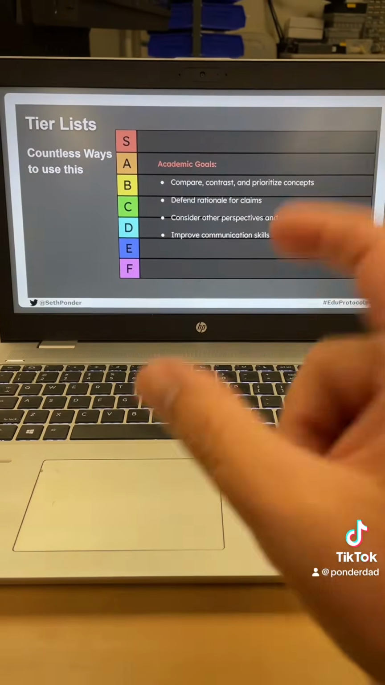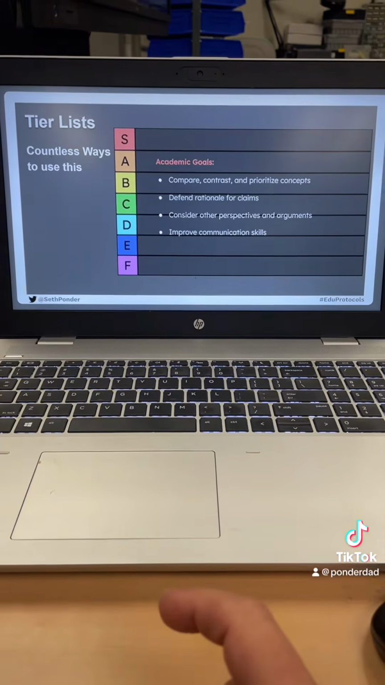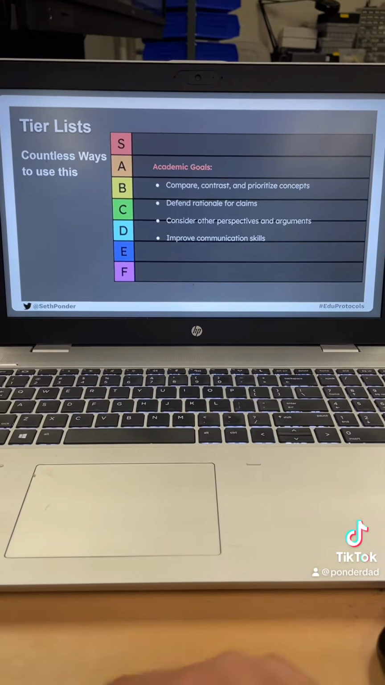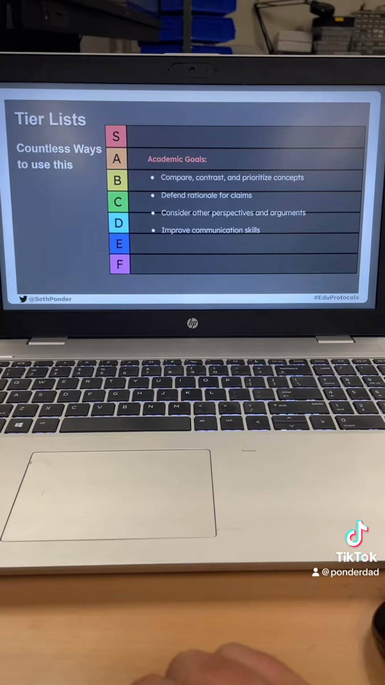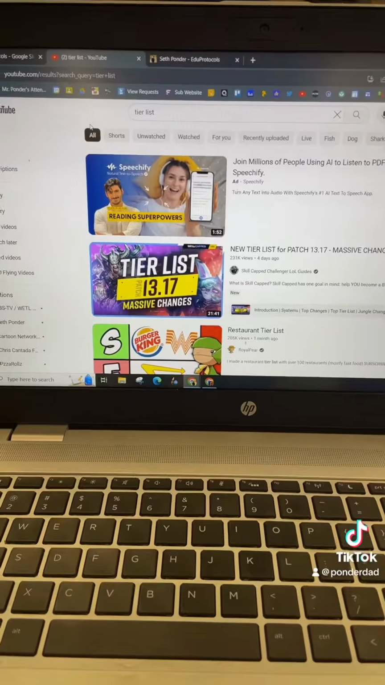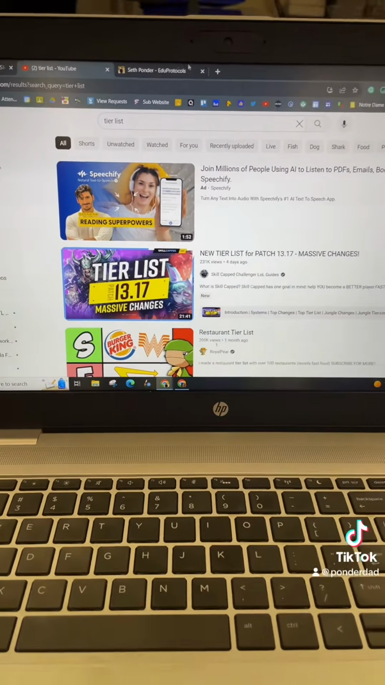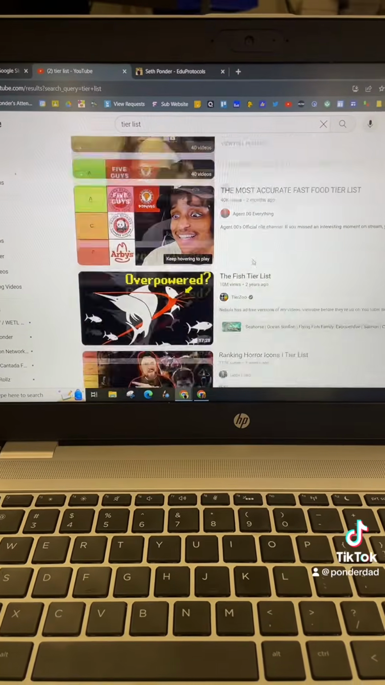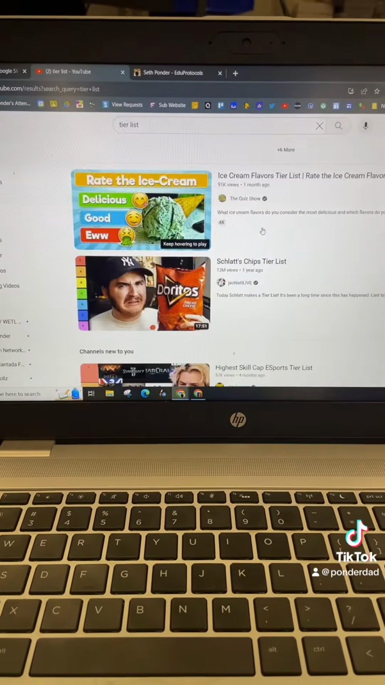So today I'm talking about tier lists, okay? Tier lists, there's countless ways to use them, and it's like a rating scale. By the way, this is an EduProtocol that you won't find in the books. It's a new one, so pay attention. Also, I didn't really know what tier lists were until I went to YouTube and talked to my students, and there's a bajillion tier list things, and you can create all kinds of tier lists.